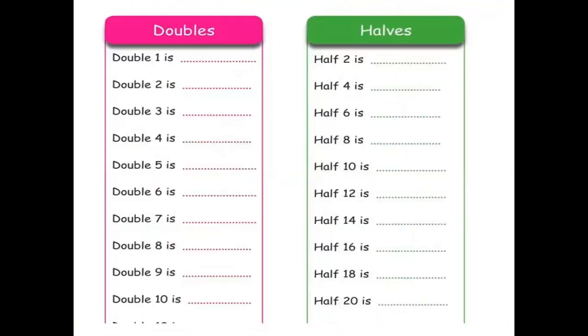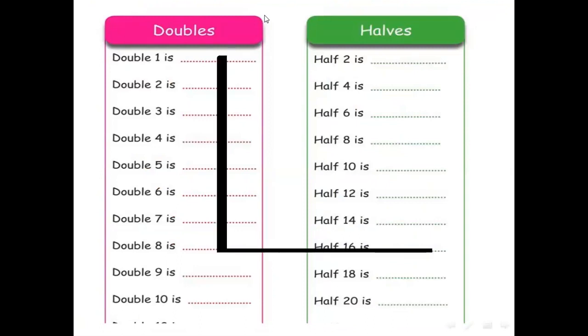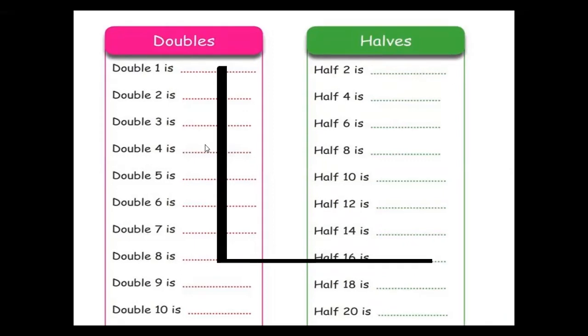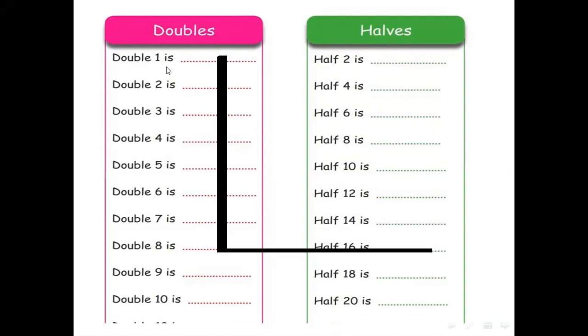Okay? Let's do this sheet together. Let's do the doubles first. I want Murad. Murad, can you hear me, honey? Yes. Okay, the first one here. Double 1 is 2. Excellent. The next one. Double 2 is 3? Double 2. 4. Yes, double of 2 is 4.